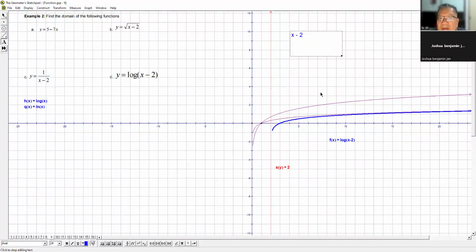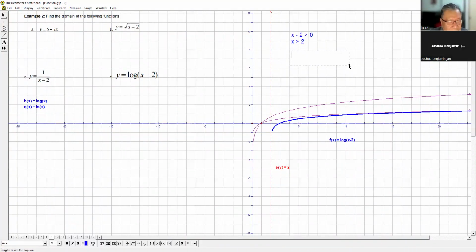It must be greater than 0. It cannot be 0 either. It must be bigger than 0. So in other words, x is bigger than 2. So this will be our range. X is greater than 2. Sorry, not range, domain. This will be our domain.